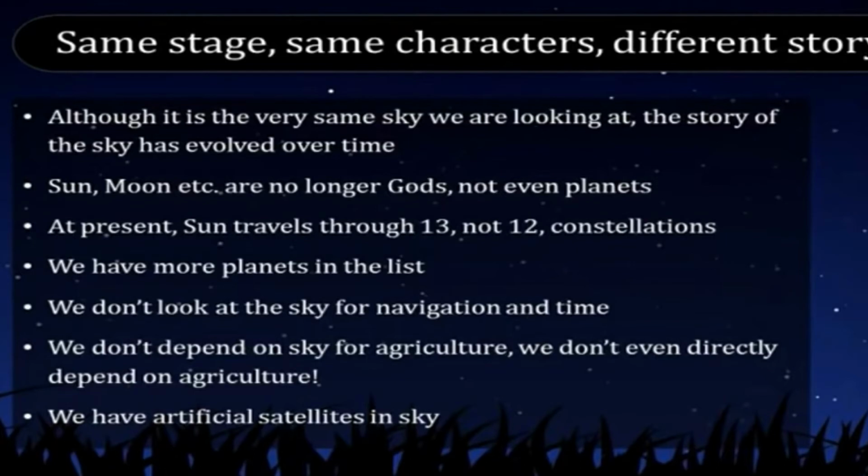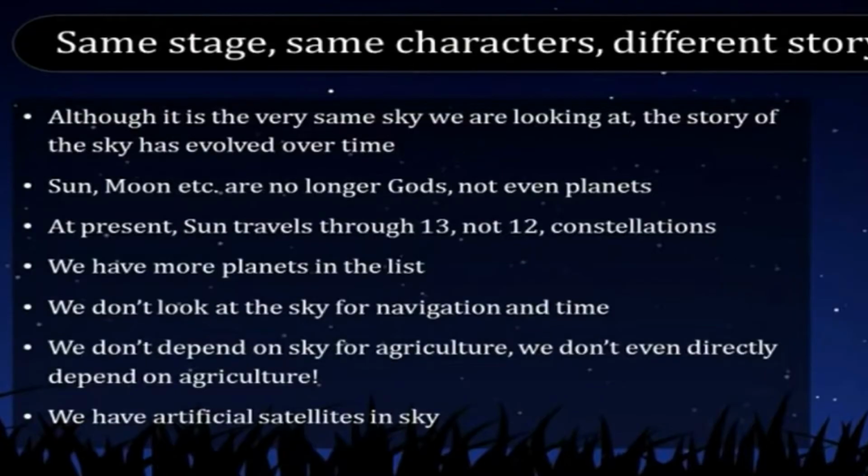Sun, moon, etc. are no longer gods, but at one point of time they were. Consider that these objects, which can be obscured using our thumbnails, had the power to spread light across the entire earth. So it was natural for people in those times to consider them as gods. But even when they were identified as planets, they definitely had this godly aura. However, today, forget them being gods. We don't even count them among planets.